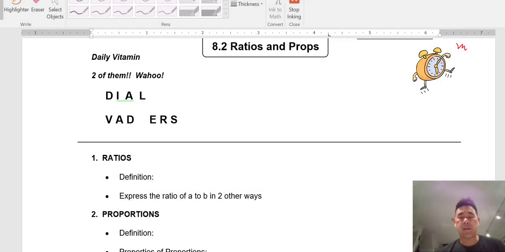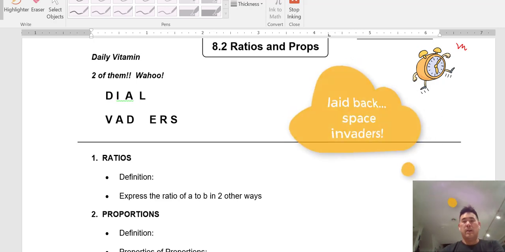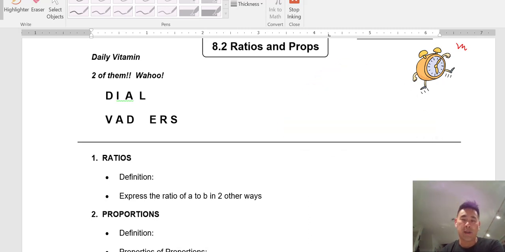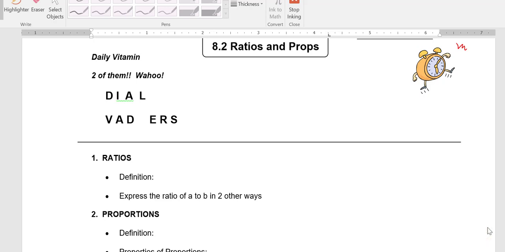Okay, section 2 is about ratios and proportions. It's basically preparation for doing some of the problems that we're going to do in the next couple sections with similarity. So let's talk about ratios and proportions.